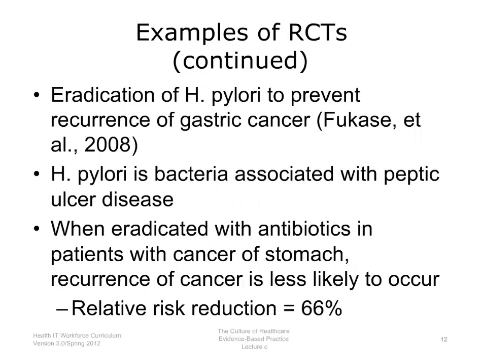An example of an RCT showing benefit for an intervention comes from a study of whether eradication of H. pylori bacteria from the stomach of individuals with gastric cancer, cancer in the stomach, reduces recurrence of the disease. This eradication was done with a combination of antibiotics and resulted in a relative risk reduction of 66%. For example, a 2/3 reduction in the number of cases of recurrence.